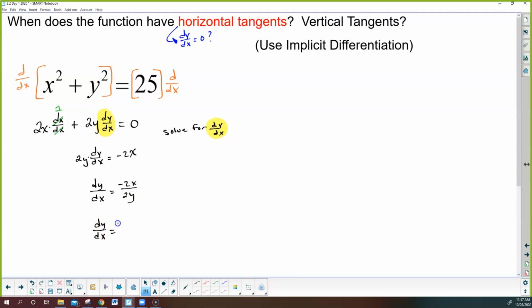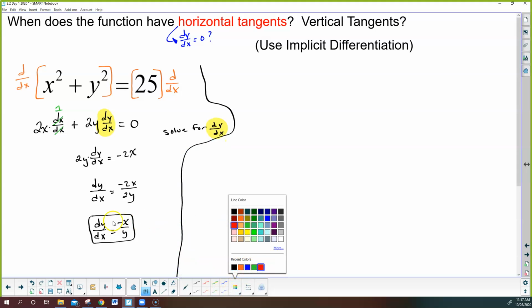Well, the 2's are going to go away, so I get negative x over y. All right, so that's just finding the derivative. Now let's actually use that to find horizontal tangents.